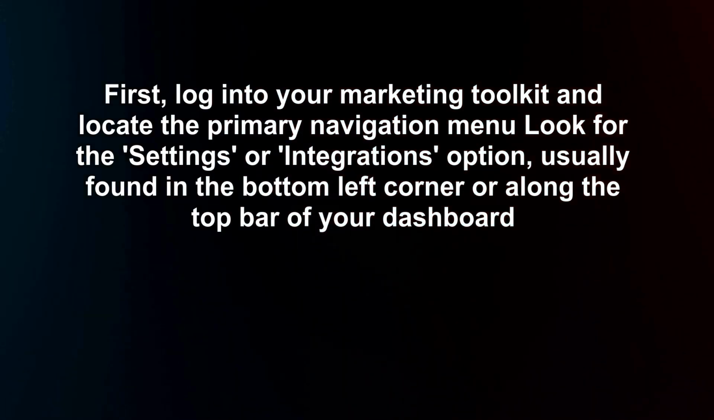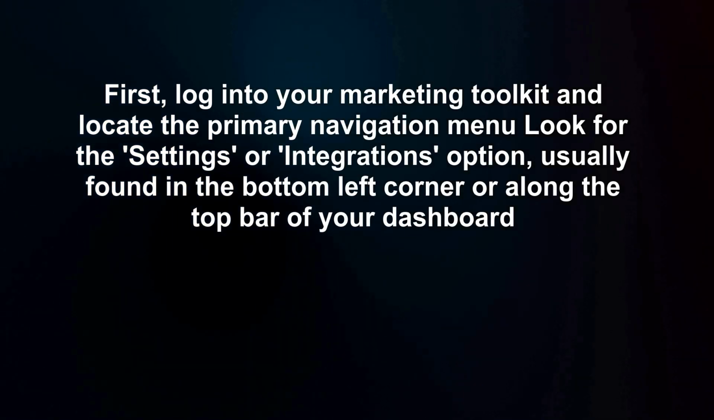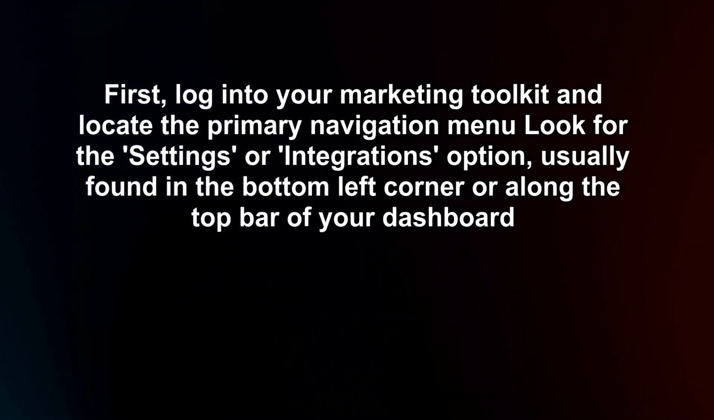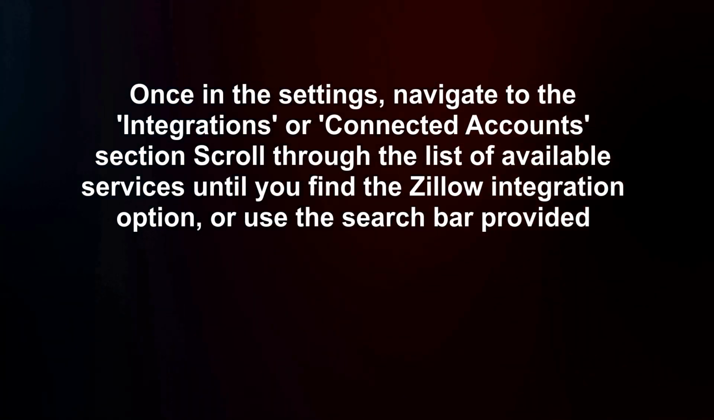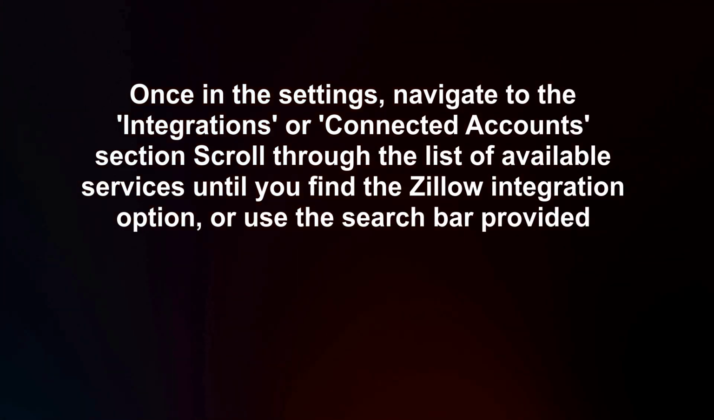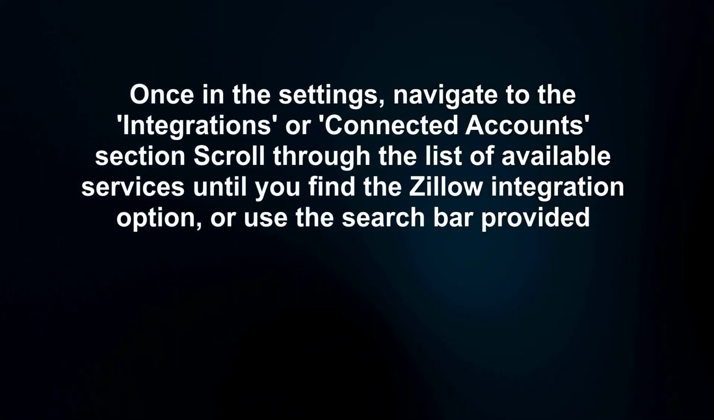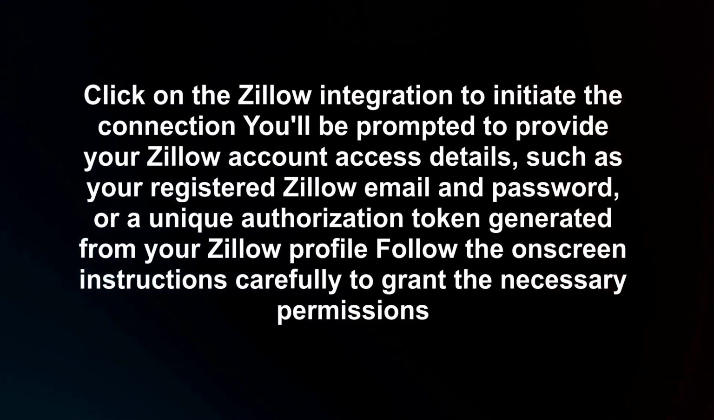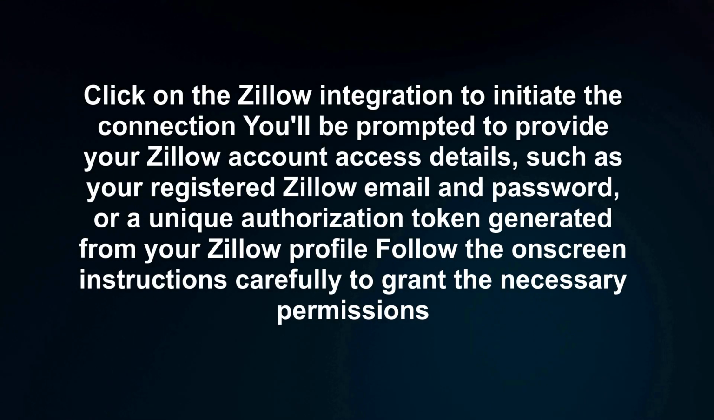Look for the Settings or Integrations option, usually found in the bottom left corner or along the top bar of your dashboard. Once in the settings, navigate to the Integrations or Connected Accounts section. Scroll through the list of available services until you find the Zillow integration option, or use the search bar provided. Click on the Zillow integration to initiate the connection.